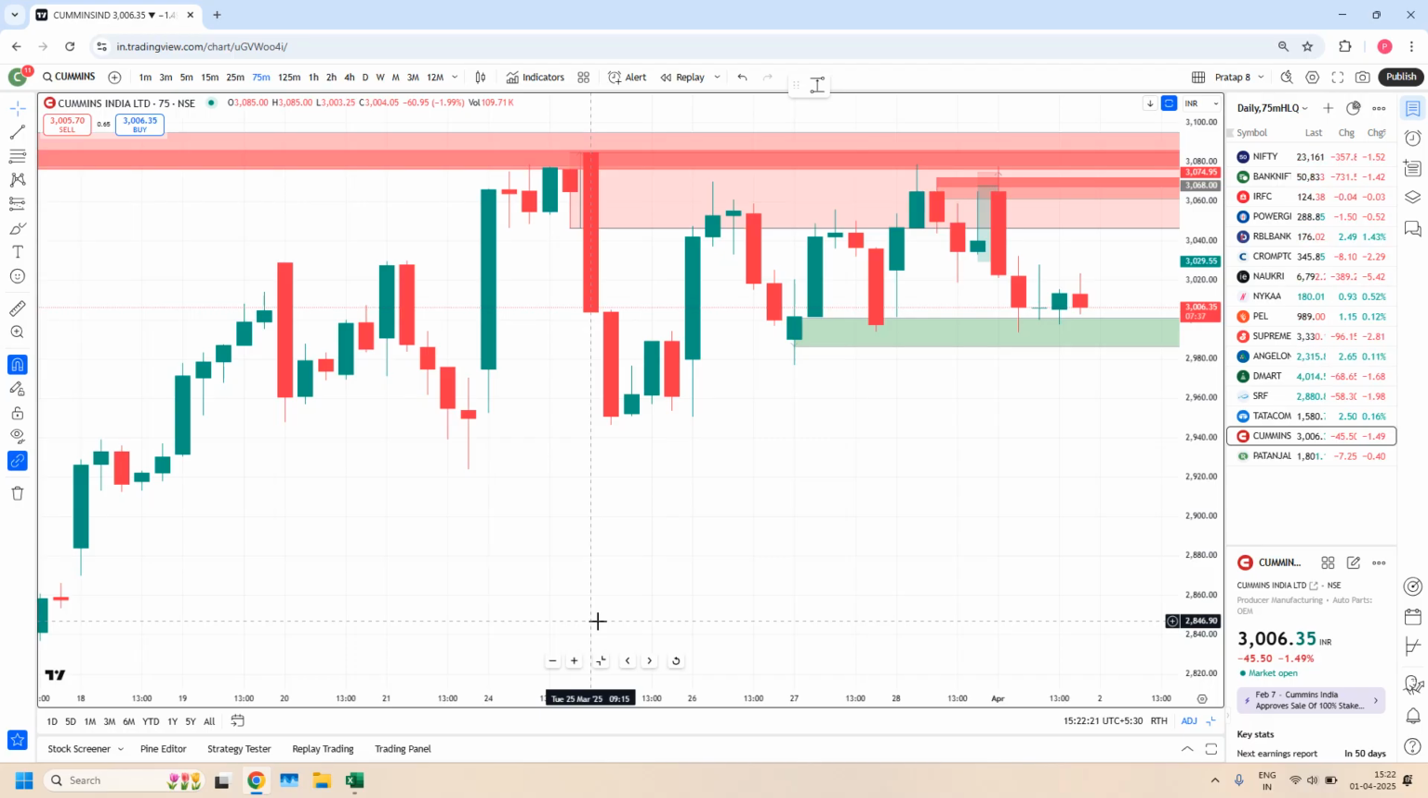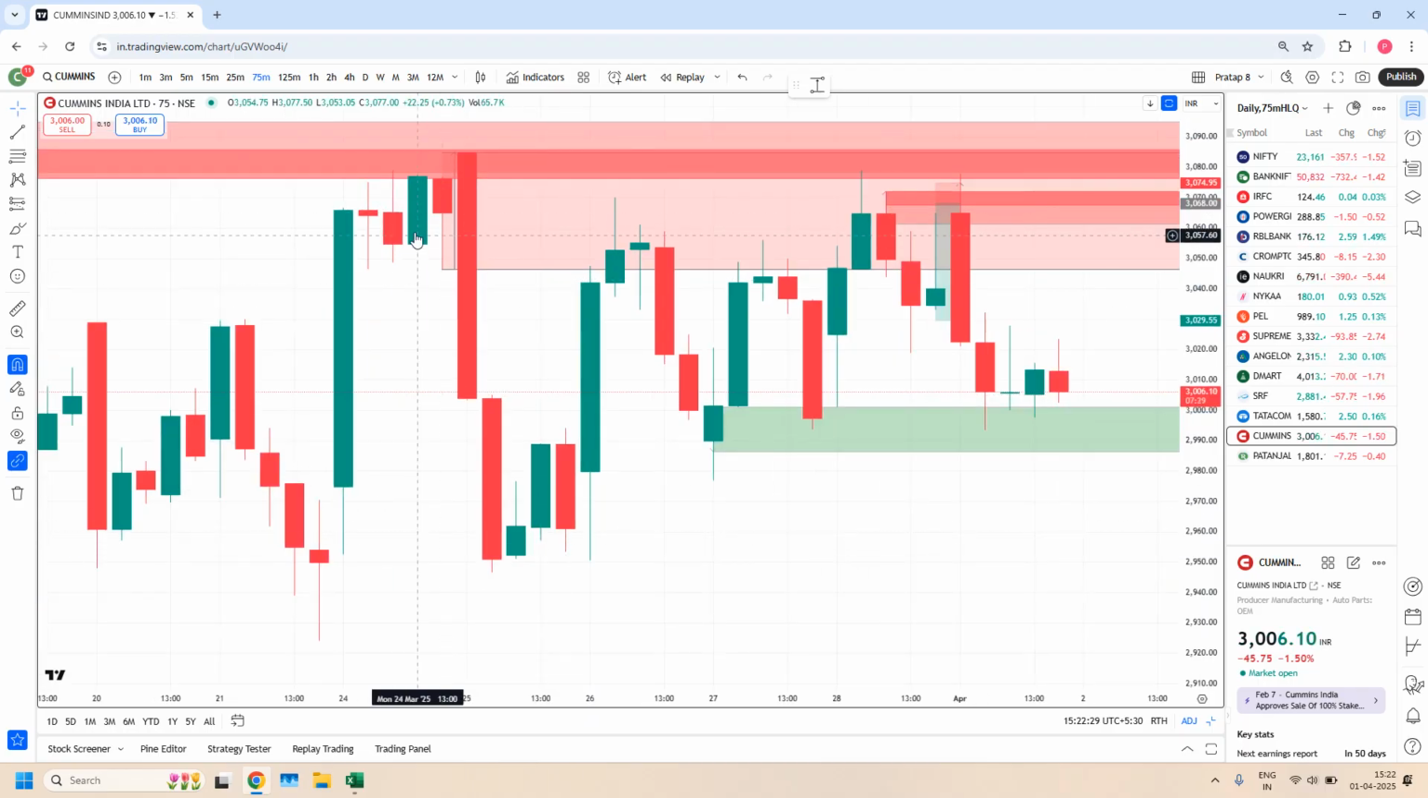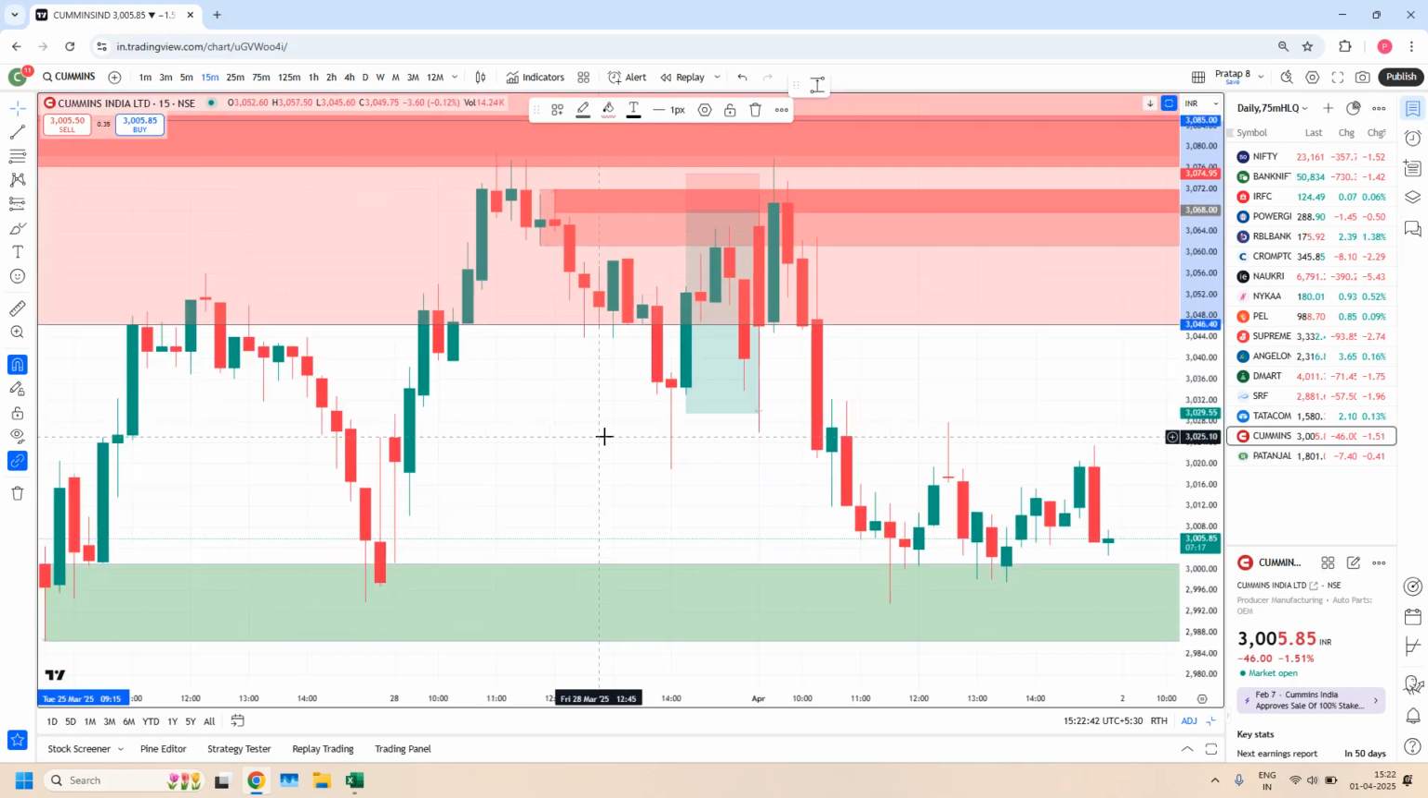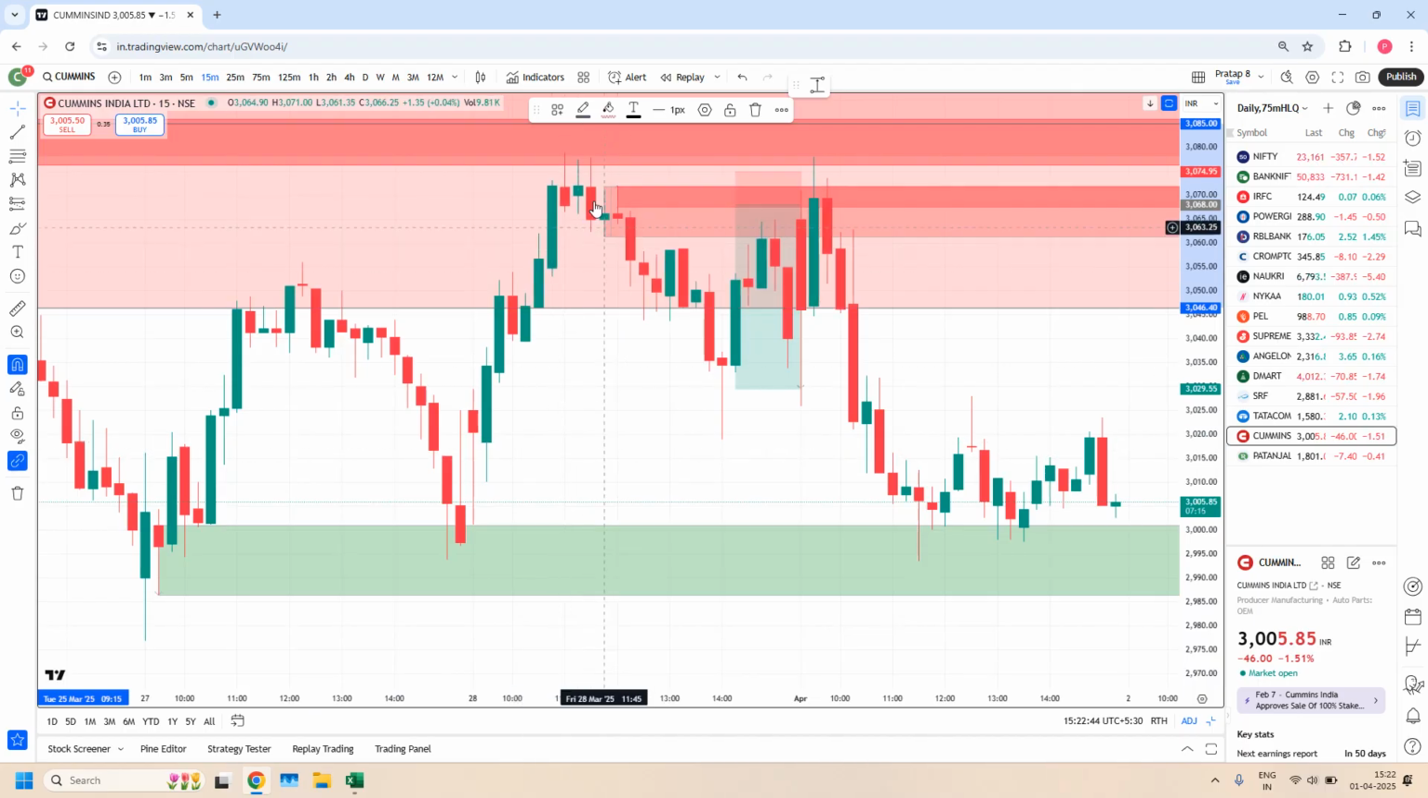First one is Cummins India. Cummins is a 75 minutes high liquidity supply zone. So our software identified this zone as a rally base drop. This 75 minute zone is fine tuned with 15 minutes time frame. So go to the 15 minutes time frame. In the 15 minutes time frame, here you have a drop base drop. This is a fine tuned 15 minute zone.